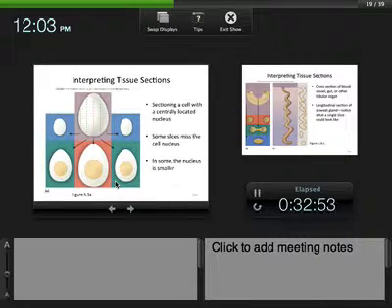Is anybody here never used a microscope before? Okay, who has used a microscope? Okay, most people. Okay, good.